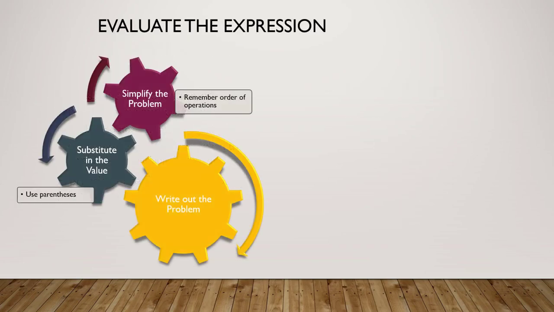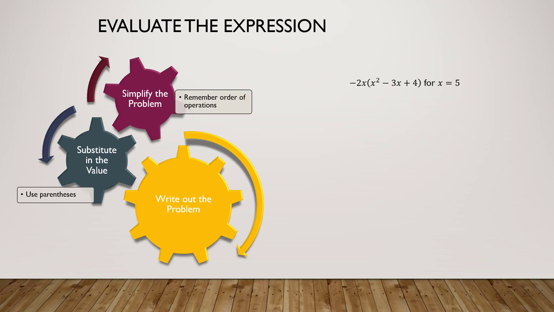When we evaluate an expression, we're basically using 3 steps. The first is writing out the problem. The second is substituting in the value of the variable, being sure to use parentheses. And the third is simplification of the problem using the order of operations.